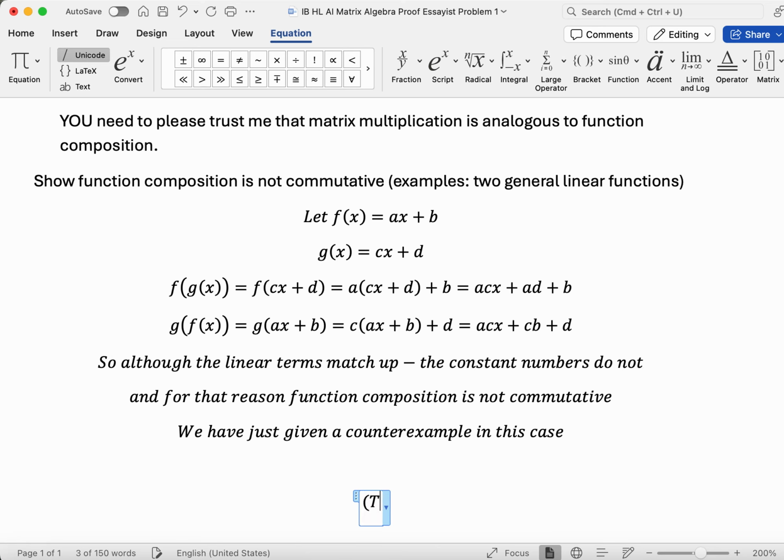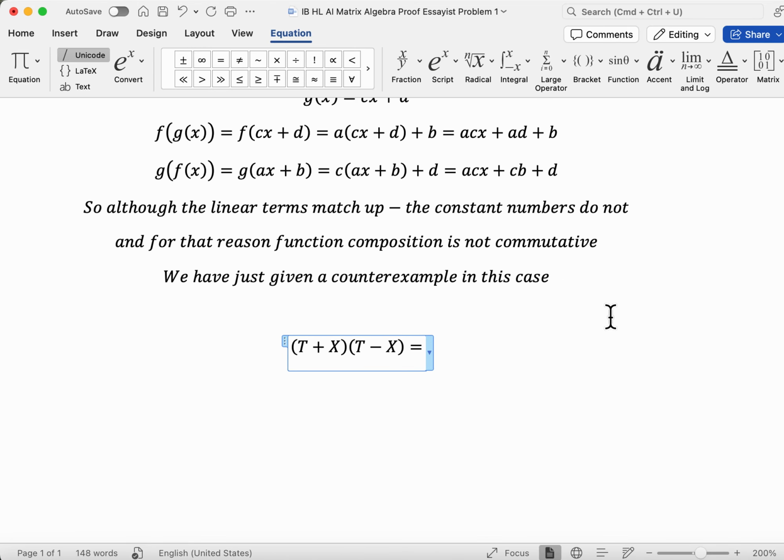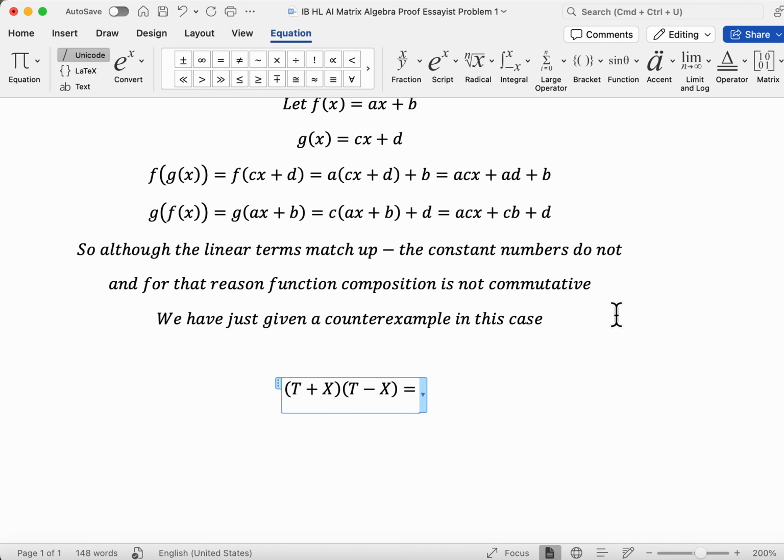So we go and expand this properly: t plus x times t minus x. You're really going to have to distribute things evenly here. Let's see, I'm always trying to think. Yeah, I almost want to... No. Just think of it term by term. Term by term. Okay, this might be a bit overcomplicating it, but I might even reduce these into individual components.